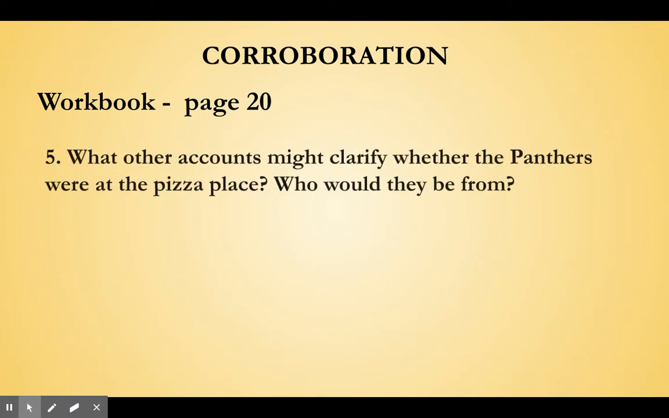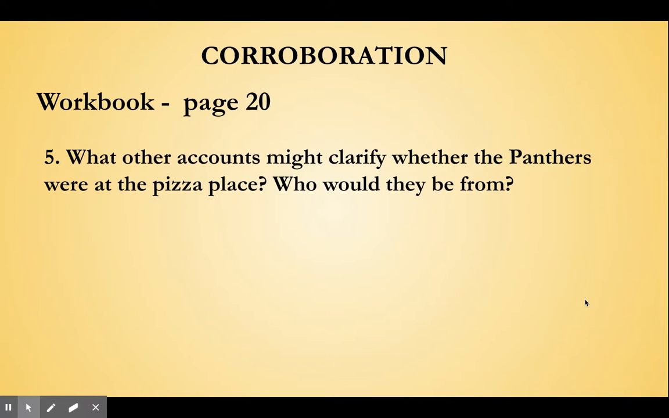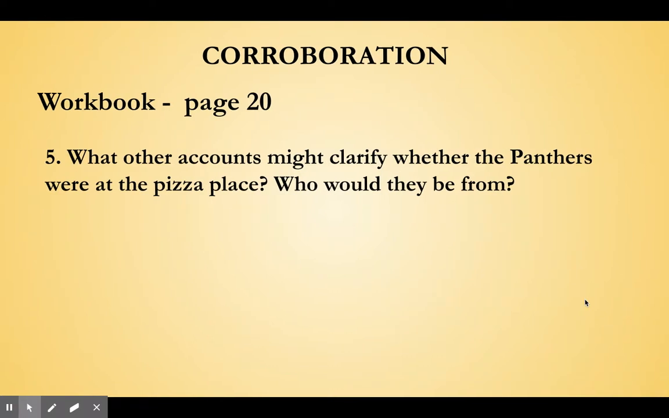So question number 5. What other accounts might clarify whether the Panthers were at the pizza place? And who would they be from? So where else could you go to get more information to see if the Panthers were actually at the pizza place? So stop the video, jot down some other accounts, some other sources, and then press play when you're ready to review.